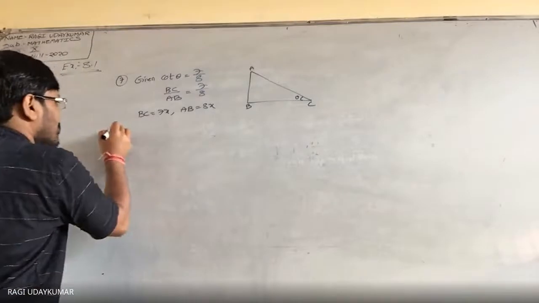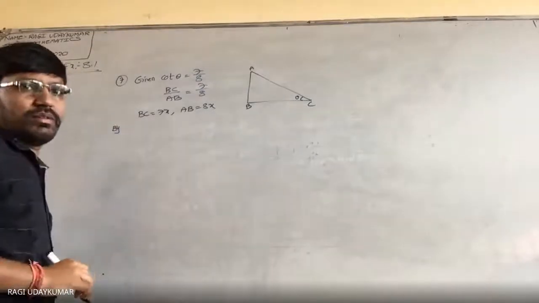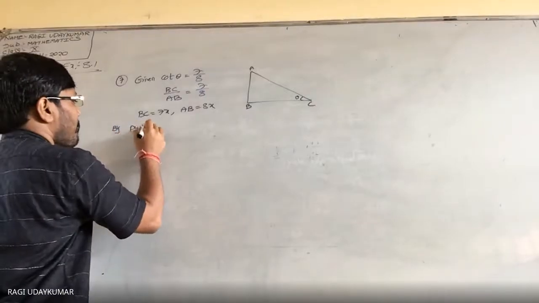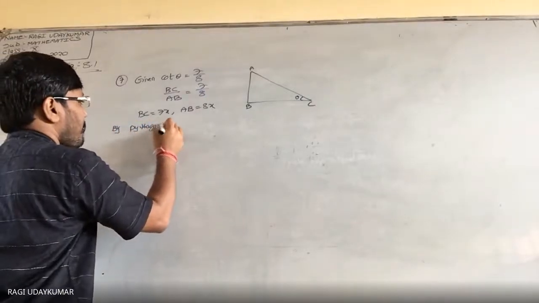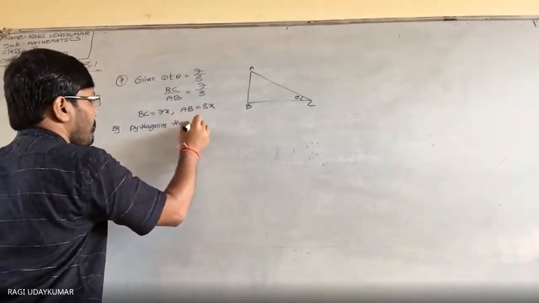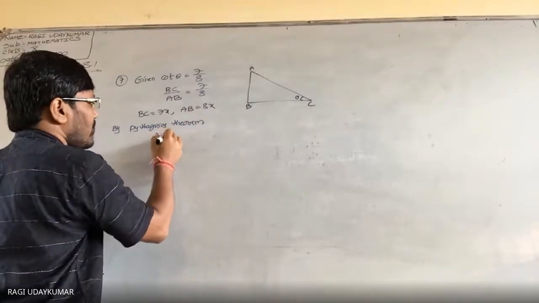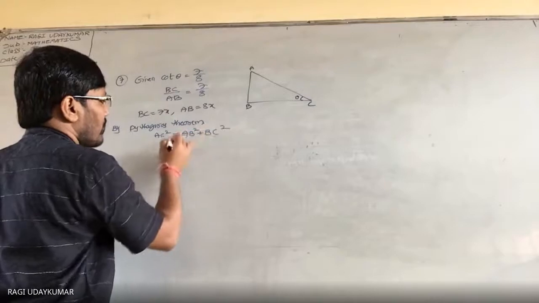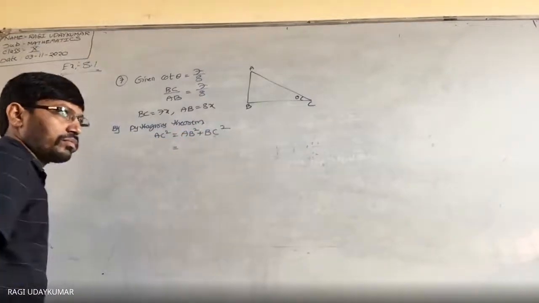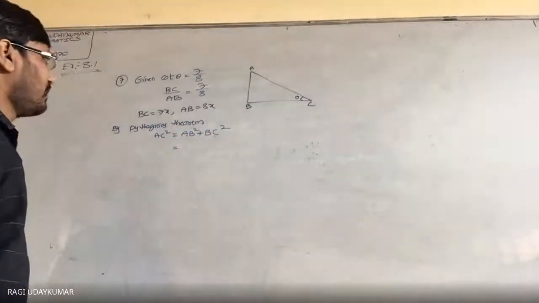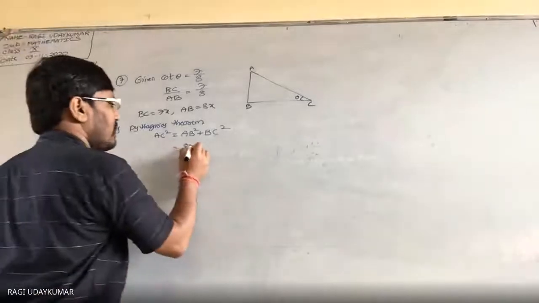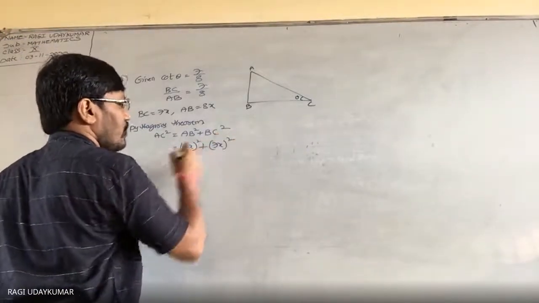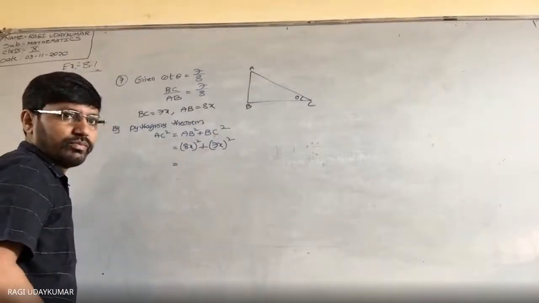Now by Pythagoras theorem you have to find out here. By Pythagoras theorem, AC square is equal to AB square plus BC square. AB square is what? 8x whole square. BC is what? 7x whole square, which is equal to.